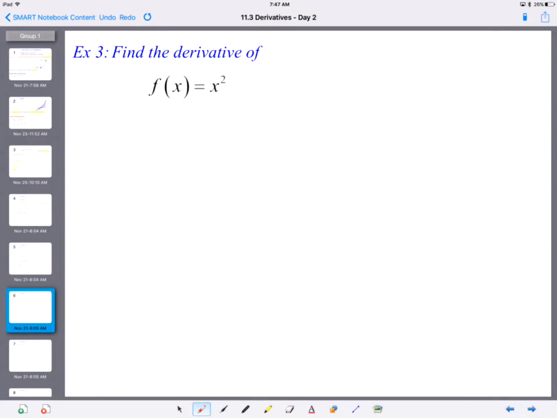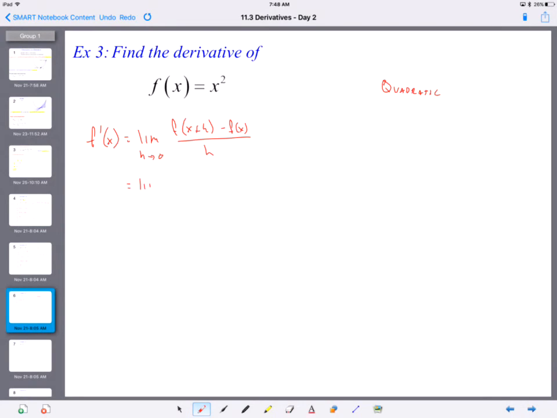Let's do our next function, a quadratic. Now, does anything change because we're doing a quadratic instead of a linear? No, the definition doesn't change in terms of the slope of that tangent line, so we're still going to do the limit as h approaches 0 of f of x plus h minus f of x all over h.